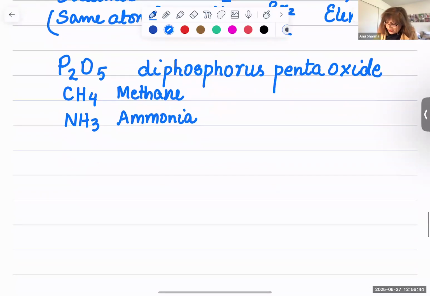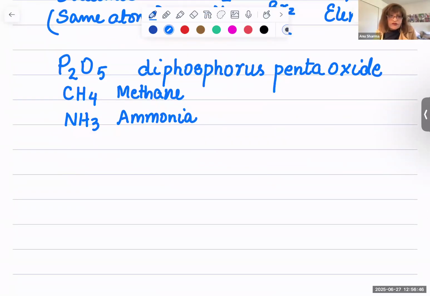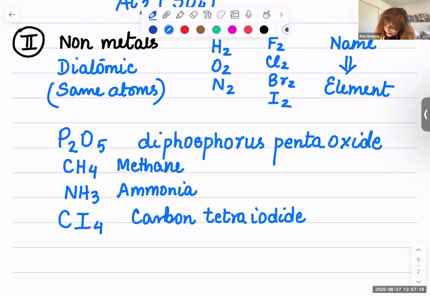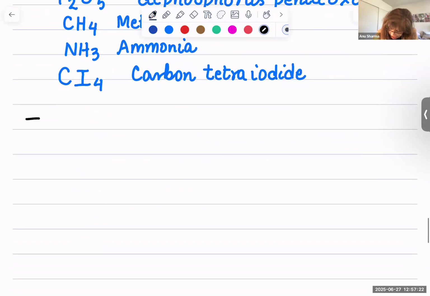Otherwise, it would be like mononitrogen trihydride. Another example: CI4. Carbon is just carbon, we don't write mono carbon, but there are 4 iodines, so tetraiodide. Right. Now, next comes the third one, the Lewis structures.